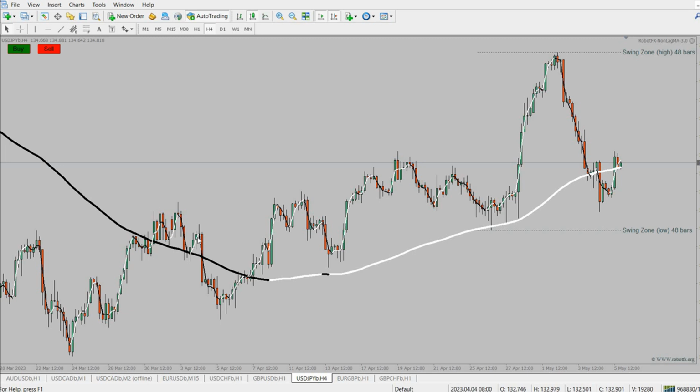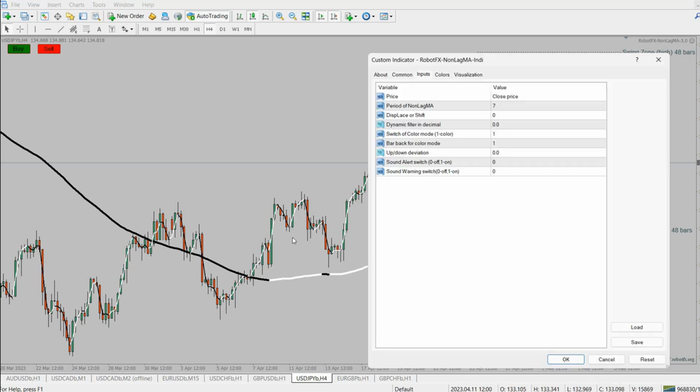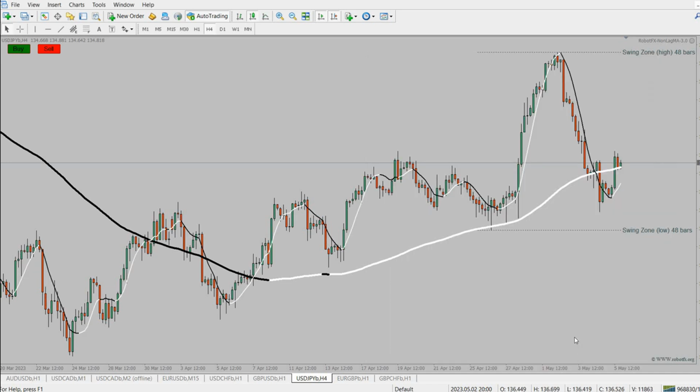1, 2, 3, 4 times it changed the color, and then maybe the price will reverse. So you will have to find a good value to reflect the color change, because this is where the expert advisor will enter a trade in an uptrend. It will enter a trade when the color of the signal changes from black into white.